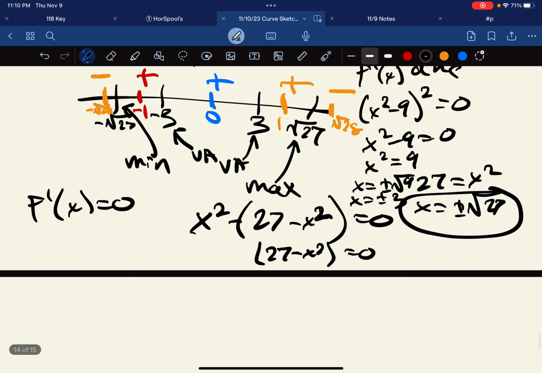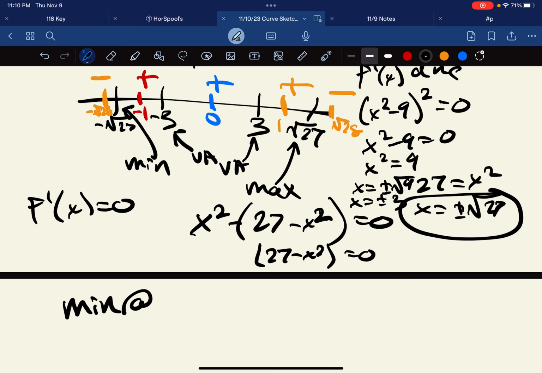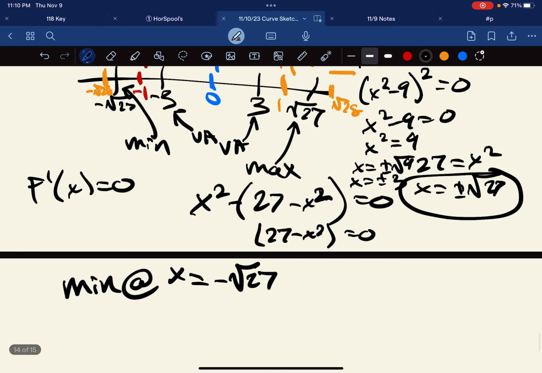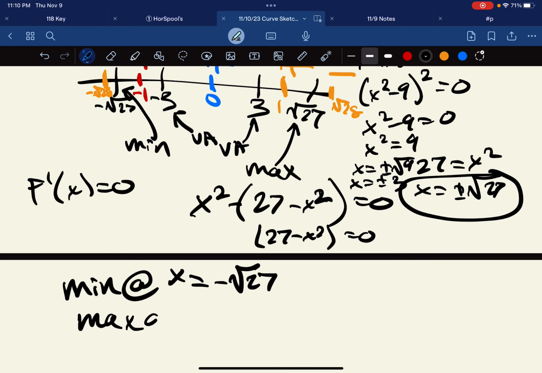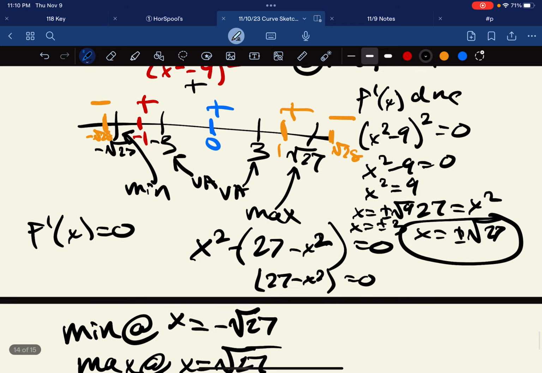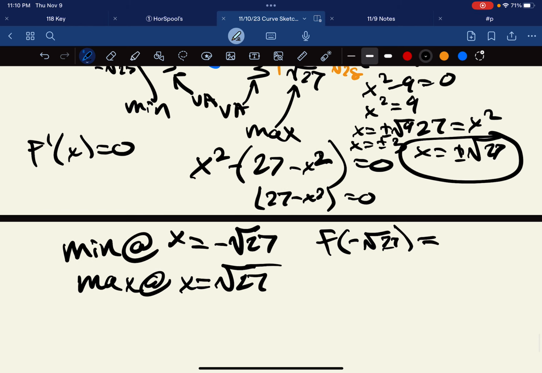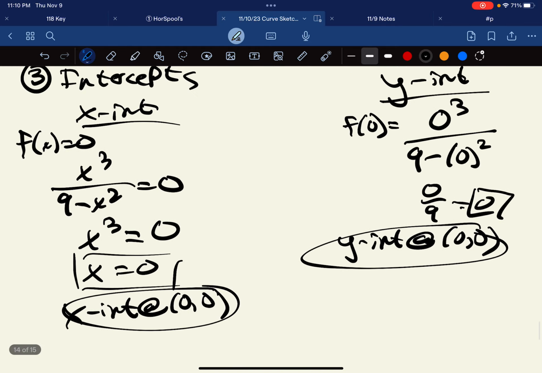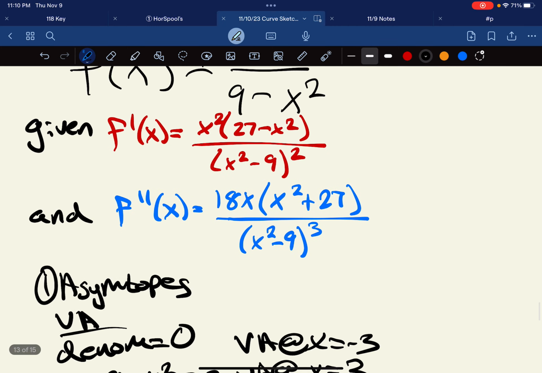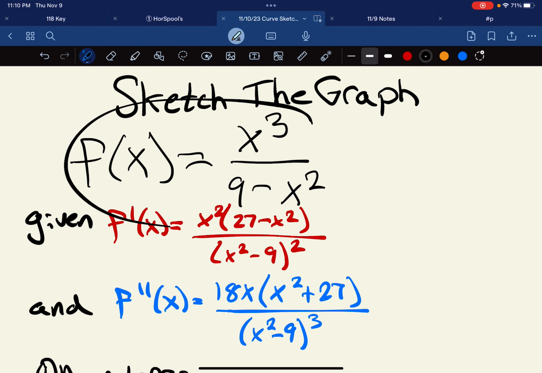So we have a min at x equals negative square root 27, and we have a max at x equals square root of 27. So, okay, great. On a test, you may be asked to plug those back in to find the y values of these. And we're not going to do that just for the sake of time. But just keep in mind that you're going to be plugging them back into our base function.